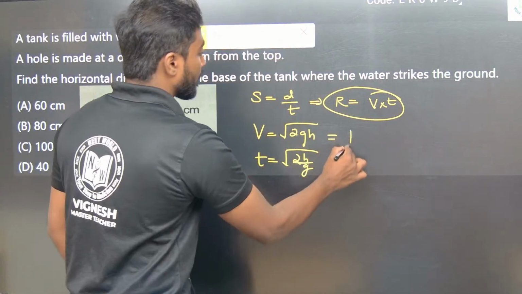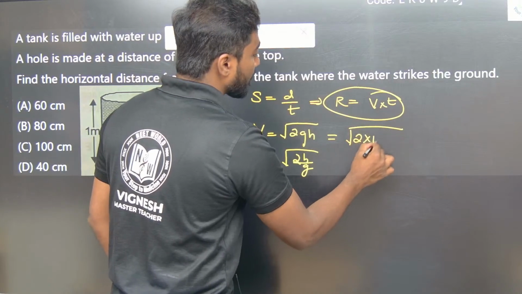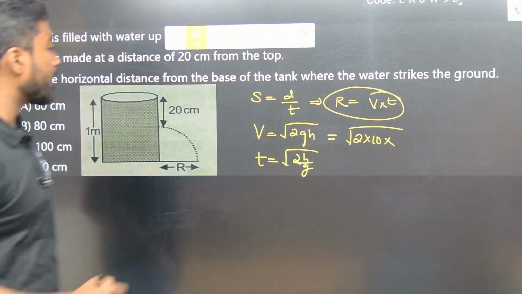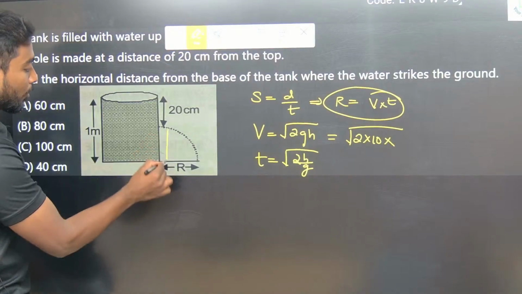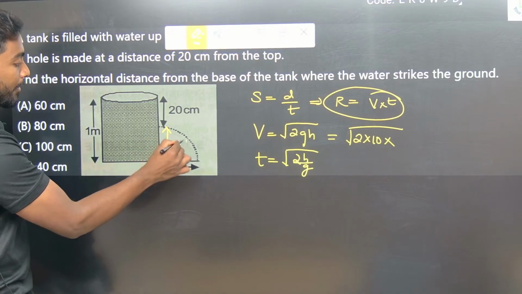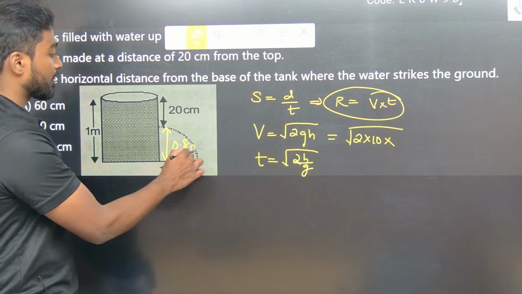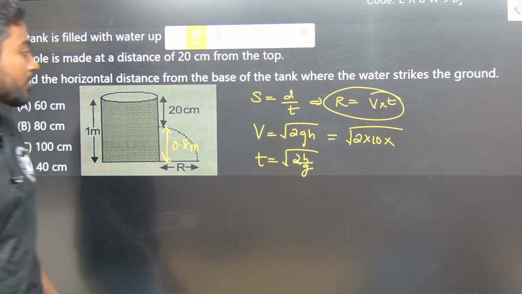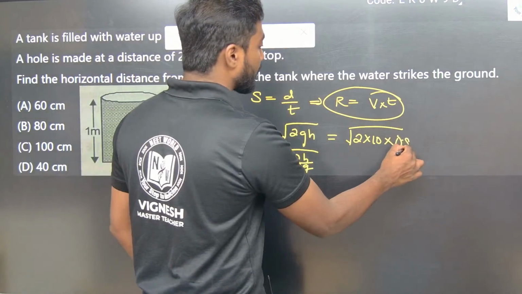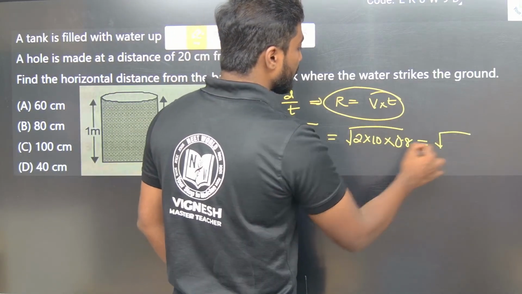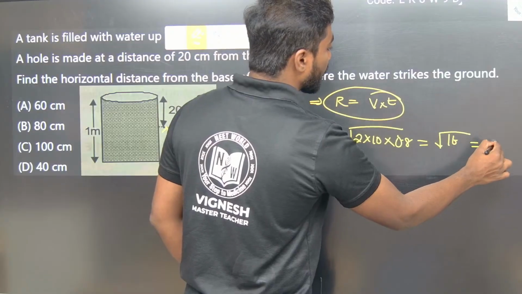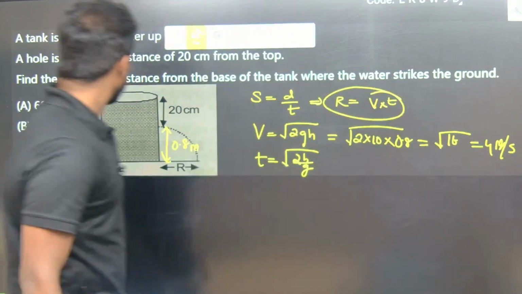First one, it is nothing but 2 into 10 into, what is the value of height? The height is 0.8 meters, that is 80 centimeter, so 0.8 meters. So root of 16, which is equal to 4 meter per second.